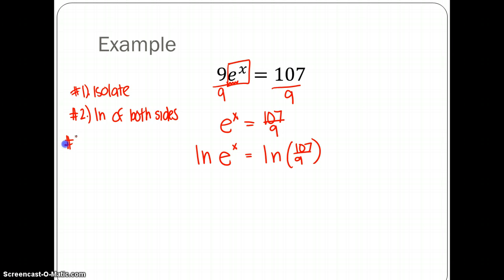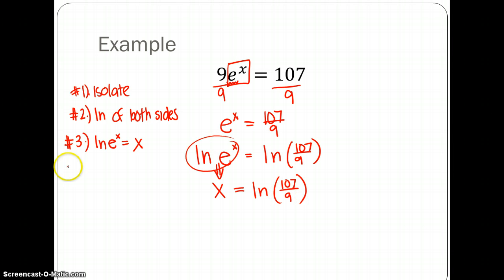Step 3, use the properties. So the property we have here, because we have e to the x power, natural log of e to the x is just equal to x. So we want to simplify using properties we already know. X equals, so ln of e to the x is actually the same as just x. And step 4 is solve for x.